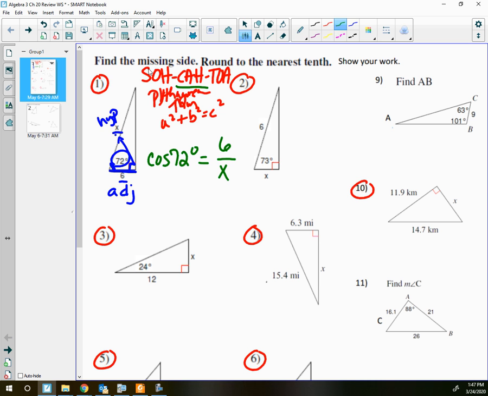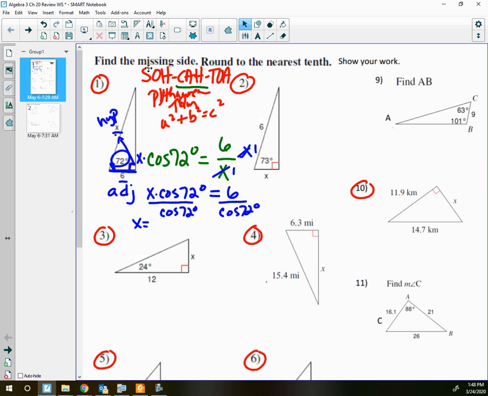So being able to look at, hey, what do I have and what am I trying to find? Let's use the trig ratio that uses those. So now remember, if you have the x in the denominator and you're trying to solve, make sure you get that x out of the denominator first. So we're going to multiply both sides by x. So x times the cosine of 72 is equal to 6. And then we're going to divide by the cosine of 72. So being able to tell which trig ratio to use is critical. So we look at what we have and what we're trying to solve for. So we can go ahead and type that in.